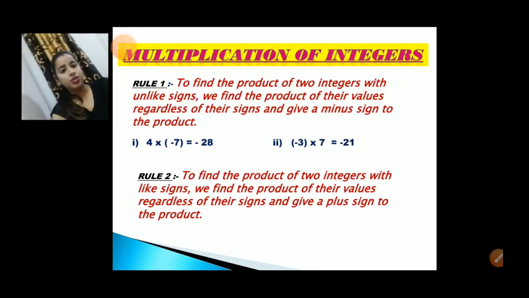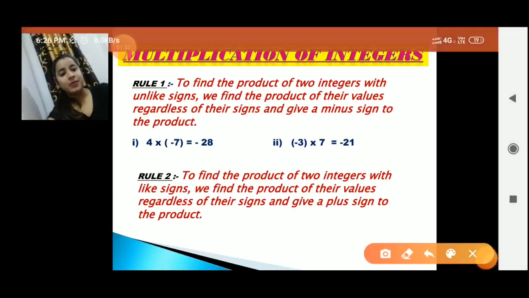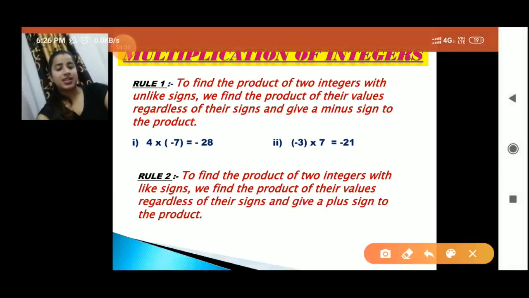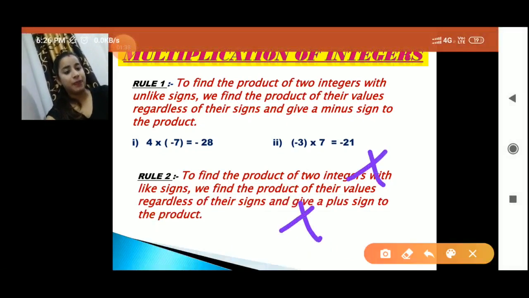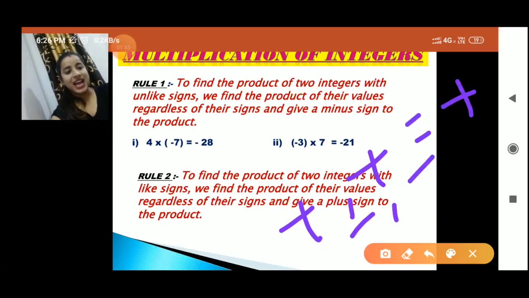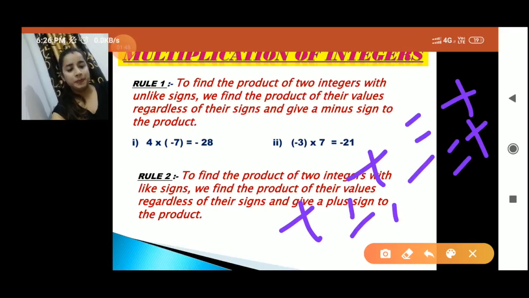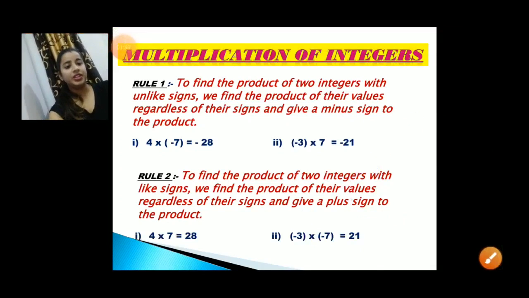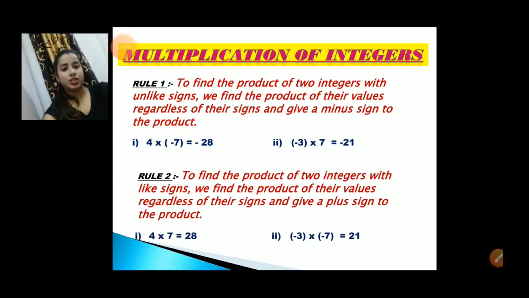Now let's look at rule 2. To find the product of two integers with like signs, we find the product of their values regardless of the sign and give a plus sign to the product. Here let me clarify first. The like sign means that both signs are either plus or both signs are minus. So plus plus you all know very well is plus and minus minus is also plus. So here you can see 4 into 7, that's 28.